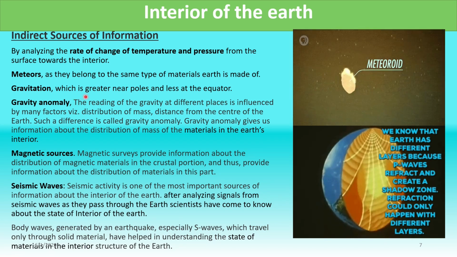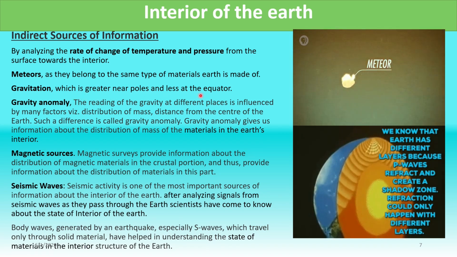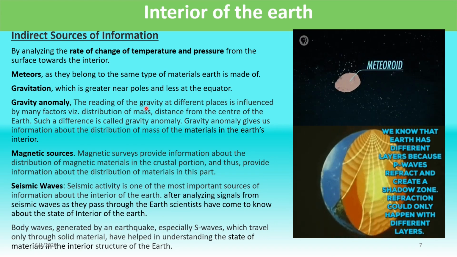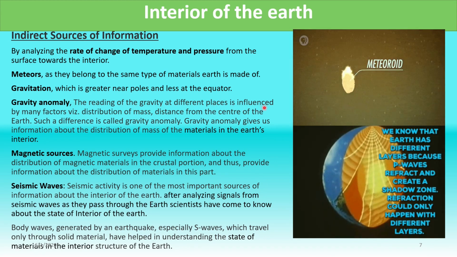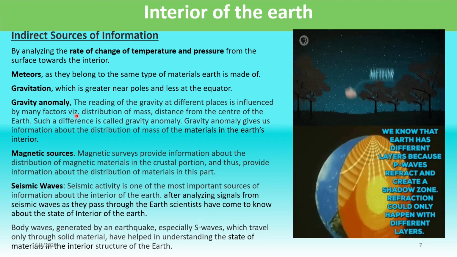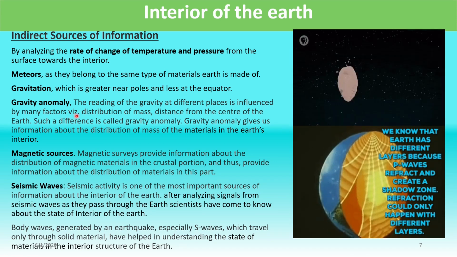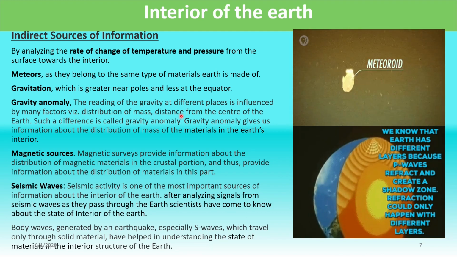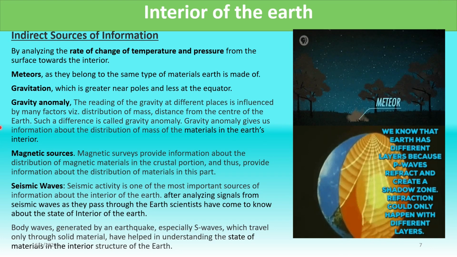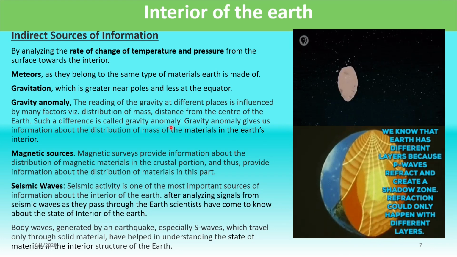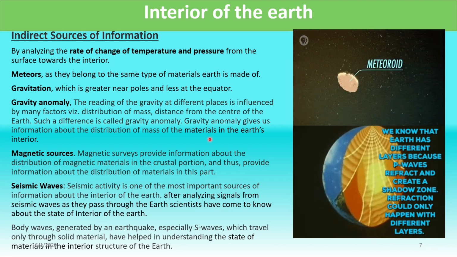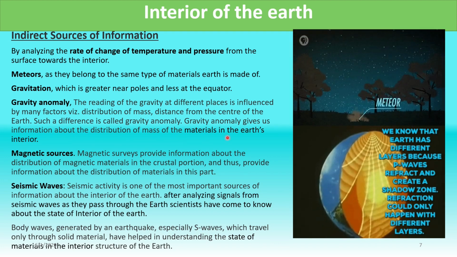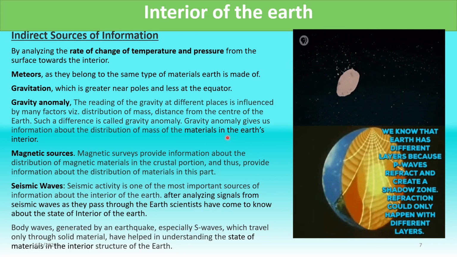Gravitation, which is greater near the poles and less at the equator. Gravity anomaly: the reading of gravity at different places is influenced by many factors, for example, distribution of mass and distance from the center of the Earth. Such a difference is called gravity anomaly. Gravity anomaly gives us information about the distribution of mass of the materials in the Earth's interior.